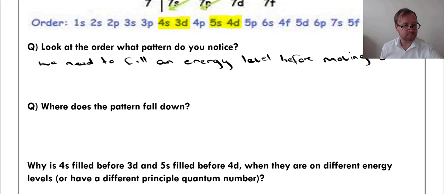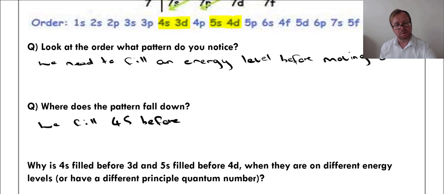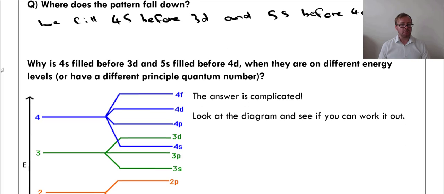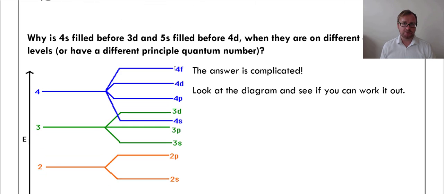So we fill 4s before 3d and 5s before 4d. Okay, so why is 4s filled before 3d and 5s filled before 4d when they're on different energy levels, or they have different principal quantum numbers? So the answer is really, really complicated. We don't have to go into lots and lots of detail, but see if you can work it out from this diagram.